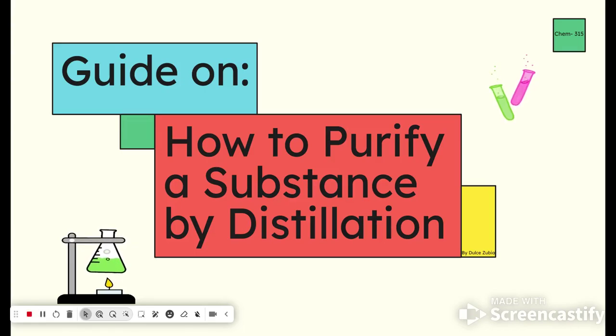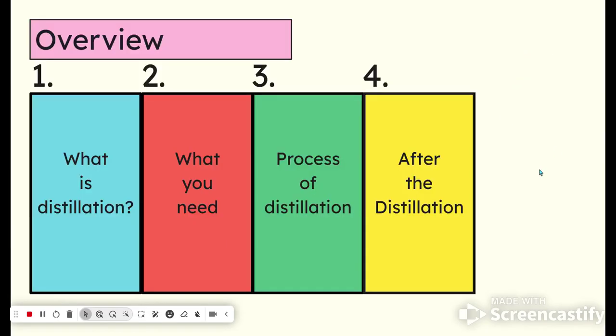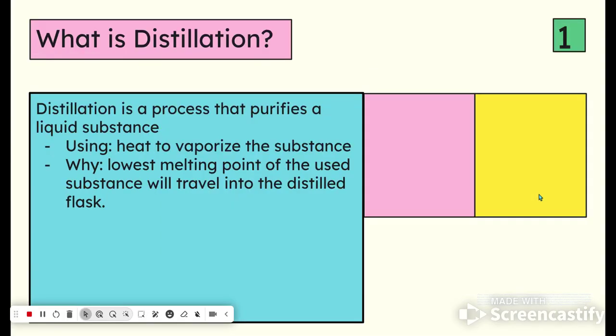I am in Chem 315, and today I'll be talking about how to purify a substance using distillation. The overview of the next couple of slides are the following. Number one is what is distillation. Number two is what you need in order to make a distillation happen. And the next one is the process of the distillation. And lastly, what to do after you obtained your purified substance.